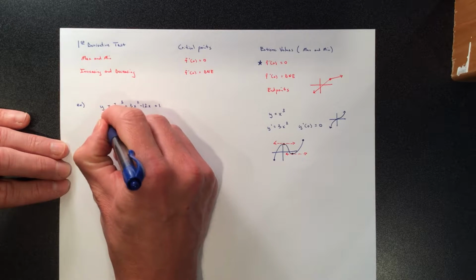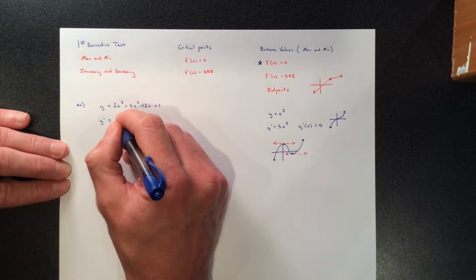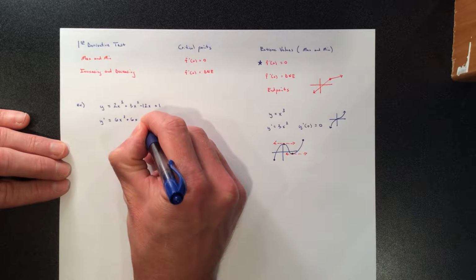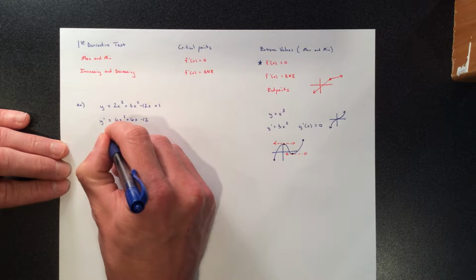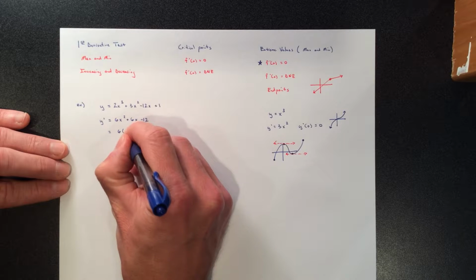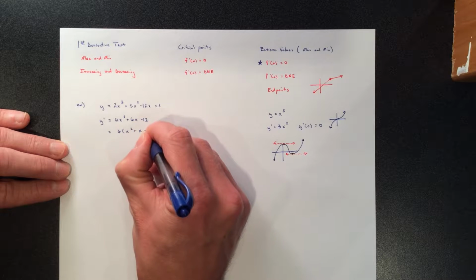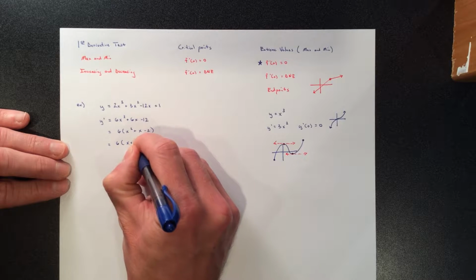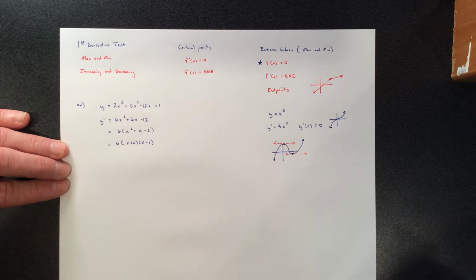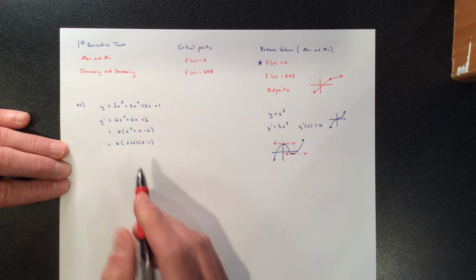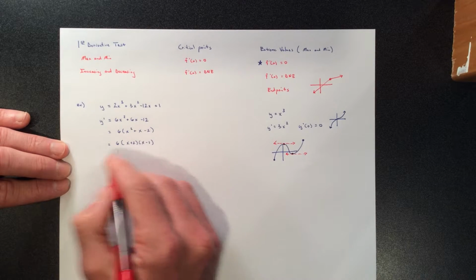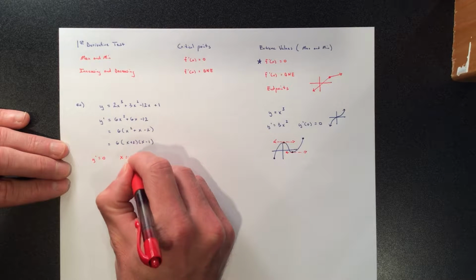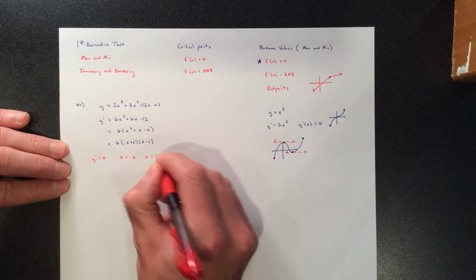Okay, so y prime, which means dy dx, right, the derivative. I'm going to use power rule here. So this is 6x squared plus 6x minus 12. I'm going to go ahead and factor that. Let's take out a 6: x squared plus x minus 2. And I'm going to continue to factor: x plus 2, x minus 1. Okay, that's my derivative. Well, when's the derivative equaling 0? Y prime equals 0 when x is negative 2 and when x is equal to 1.